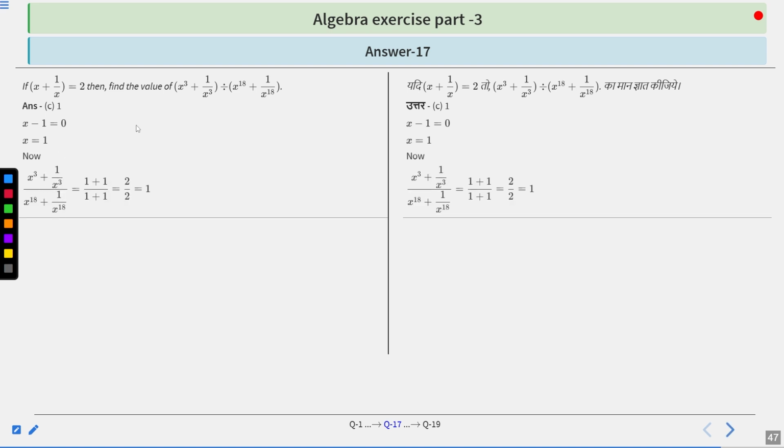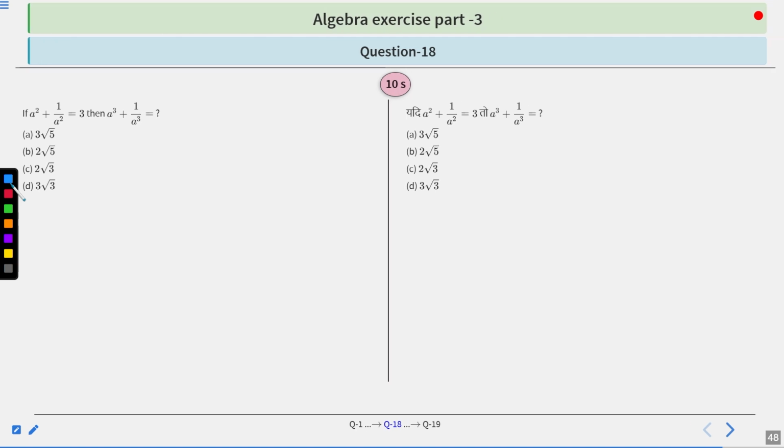Now we have to find (x cubed plus 1 upon x cubed) divided by (x to the power 18 plus 1 upon x to the power 18). Because the value of x is 1, that will become (1 plus 1) upon (1 plus 1). 1 plus 1 is 2, and 1 plus 1 is also 2. So 2 divided by 2 is equal to 1. Option number C is the correct answer.